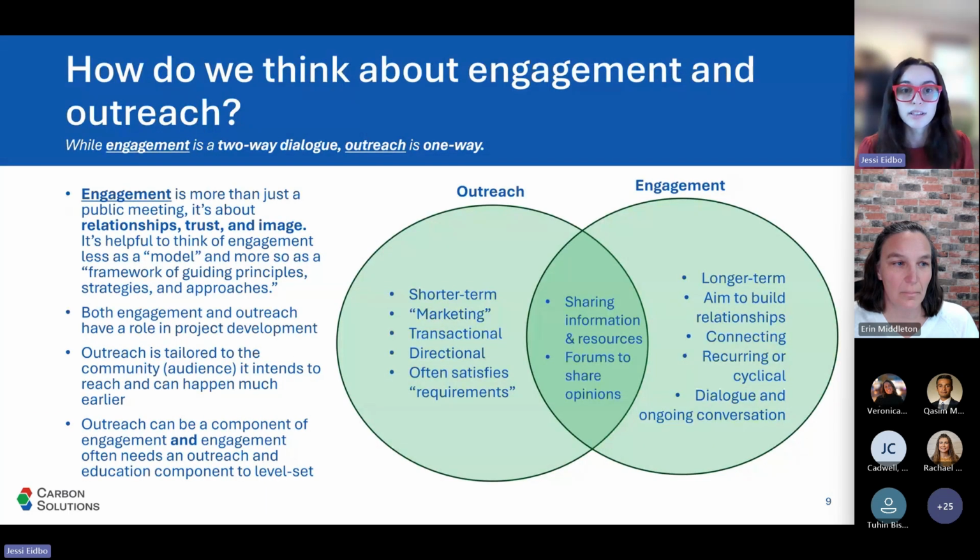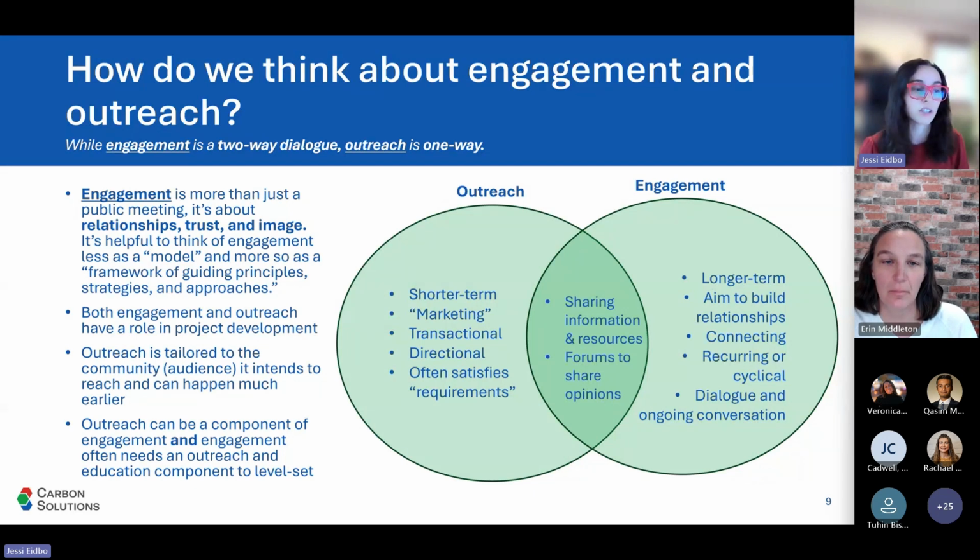And finally, the last slide about this practice or theory piece is just making a distinction between engagement and outreach. So again, the definition for engagement can be many things. Here we're talking about engagement as a two-way dialogue. This is consistent with the way that the US federal government has been talking about engagement. It is not transactive, it is a relationship, whereas outreach can look more one way. So to underscore that, when we think about engagement, I think it's helpful to think about it less as a model and more about a framework.